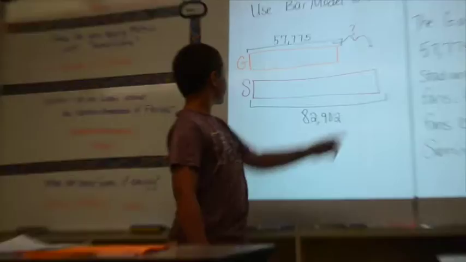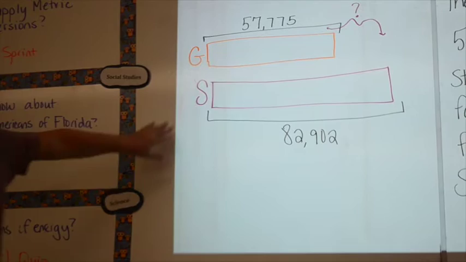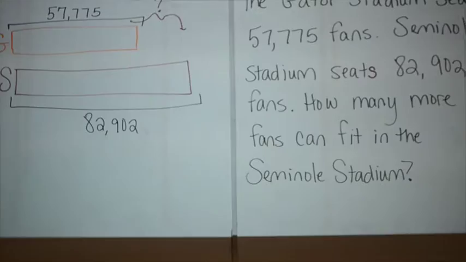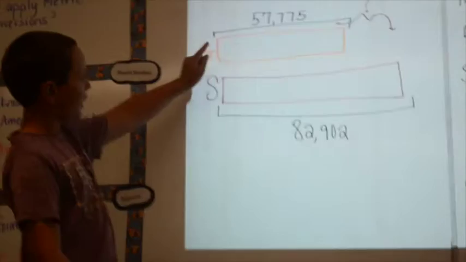Our Gators bar model is going to represent how many seats are at the stadium, which is 57,775 fans. And our Seminoles bar model is going to represent how many fans can sit at the Seminoles Stadium, which is 82,902. Okay, and what was the question in our problem? How many more fans can fit in the Seminoles Stadium? Okay, so what are you going to do? Subtract 57,775 from 82,902. Okay, go ahead and do that now.